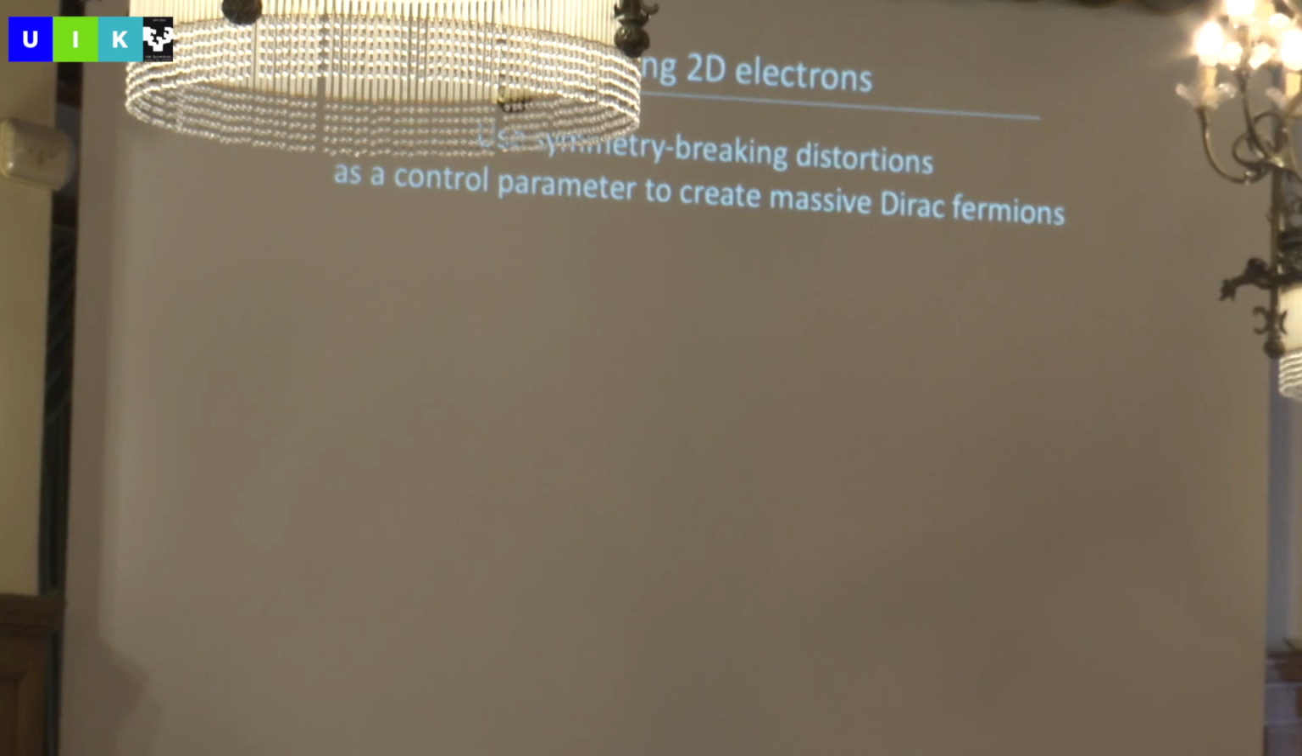Unless you have more questions, I'm going to do a complete shift and talk about topological superconductivity. Any other questions about this? Okay, good. How much time do I have? 30 minutes, okay.